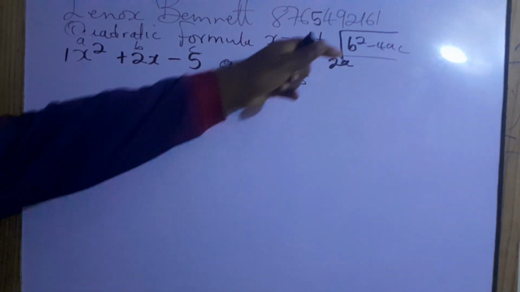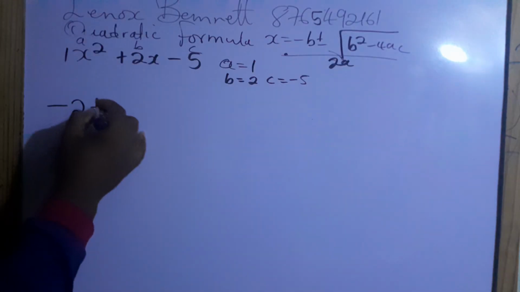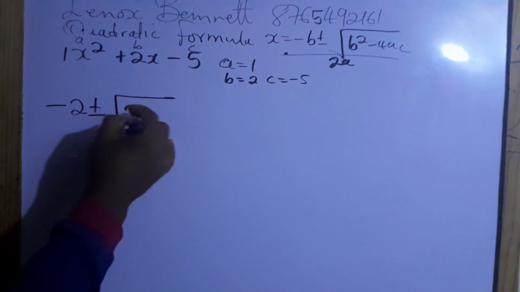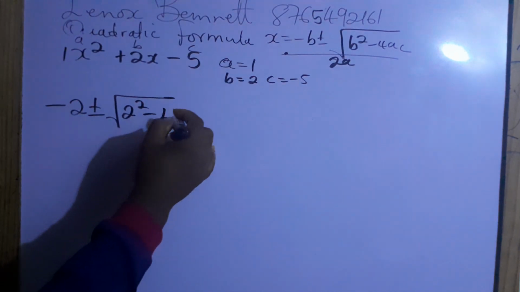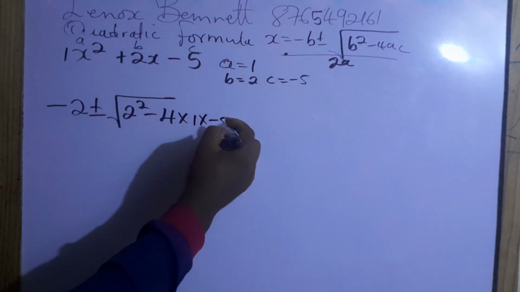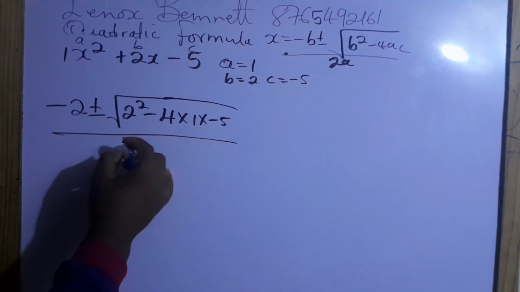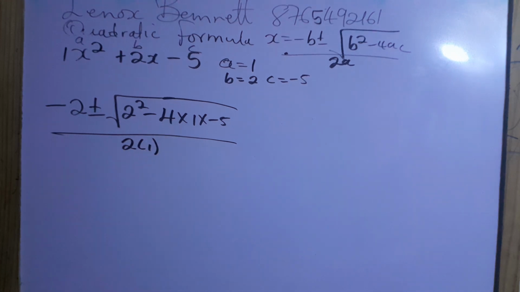So let's plug these values in the formula. So negative b, that's minus 2 plus or minus the square root of 2 squared minus 4 times a, which is 1 in this case, times c, which is negative 5. Alright? And of course we have 2 times a, which is 2 times 1. We have just substituted the values, so let's work it out now.